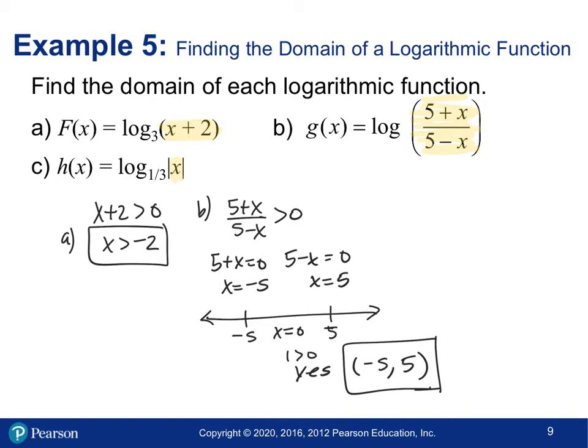So on part C, the absolute value of x has to be greater than 0. Because x would be in between here, x is greater than 0, x is less than 0. So really the only thing we got to worry about is x can't be 0. So x is any number but 0 in that case.